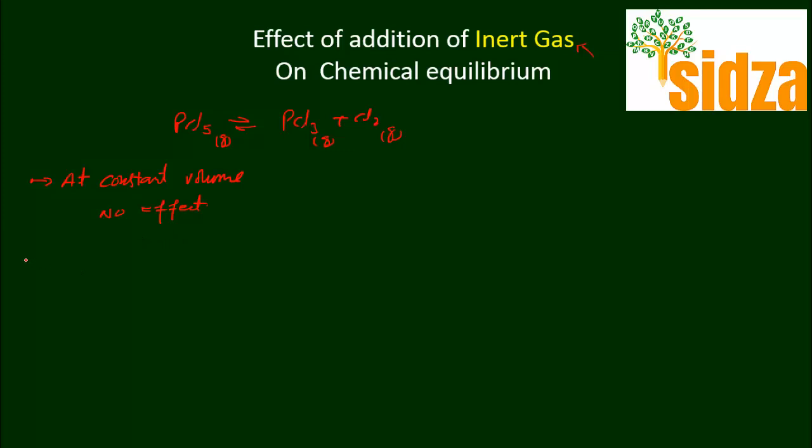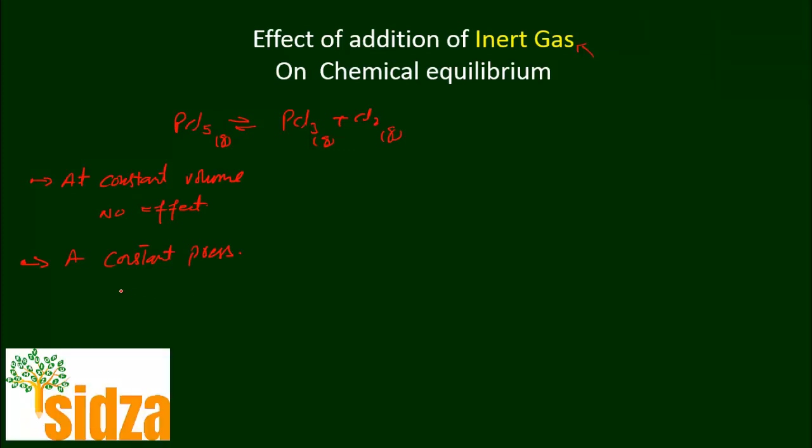But if we add an inert gas at constant pressure, right? We are adding a gas not at constant volume, but now at constant pressure. Remember, the equilibrium will always shift in a direction that has more gaseous moles, gaseous molecules. So let's try to understand why.